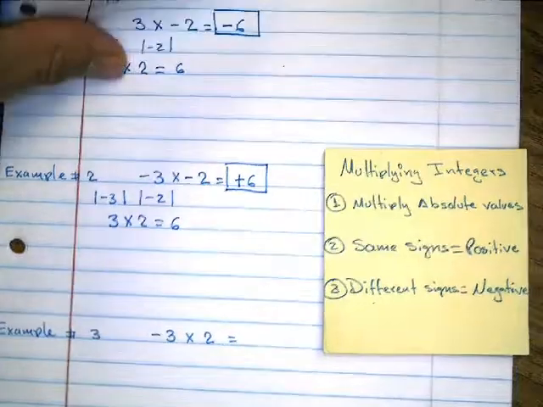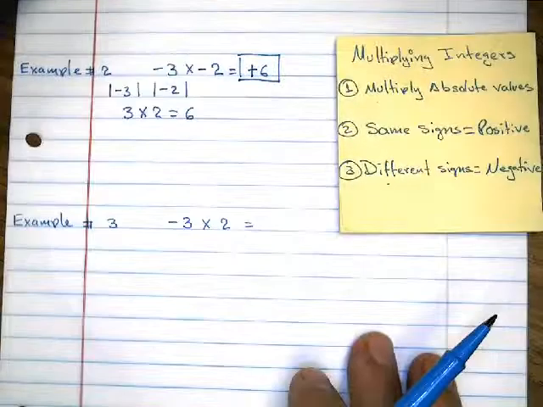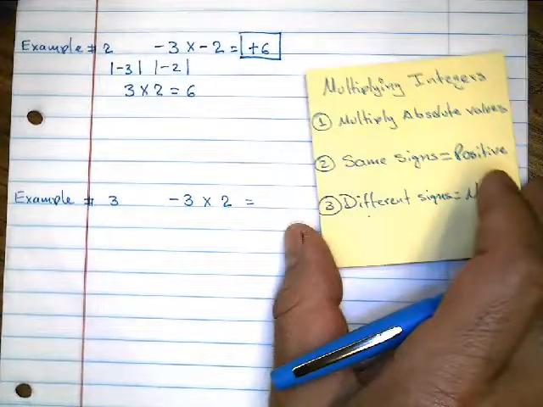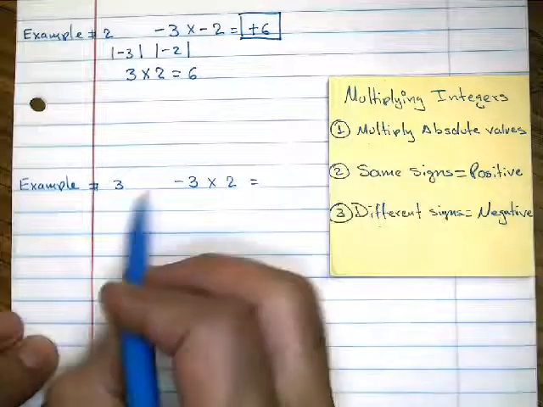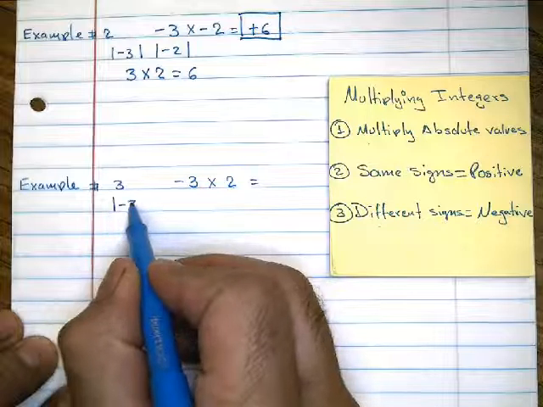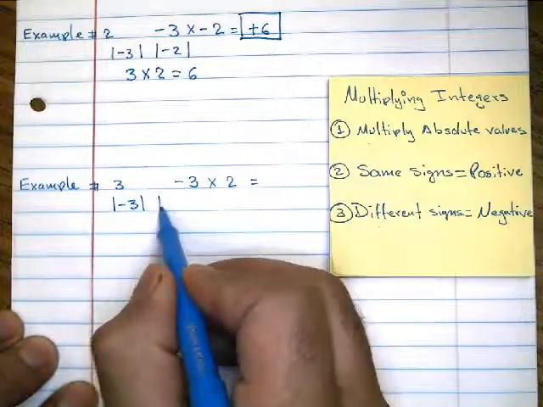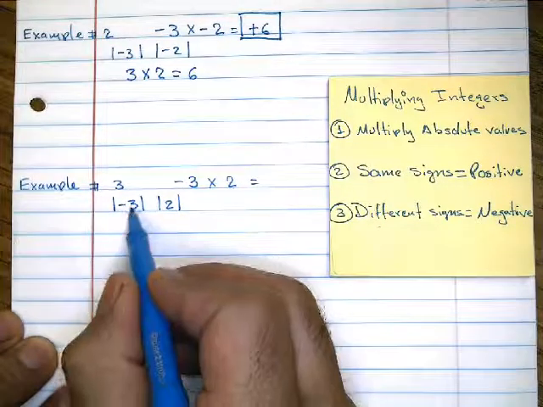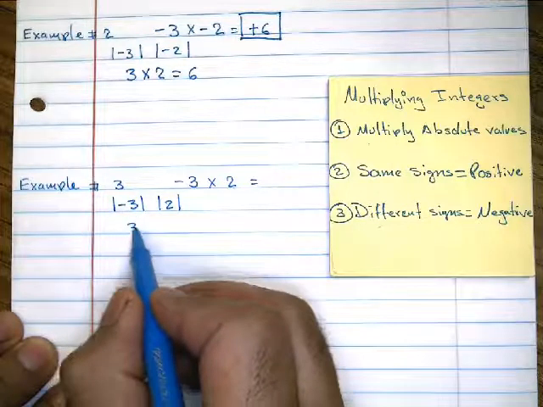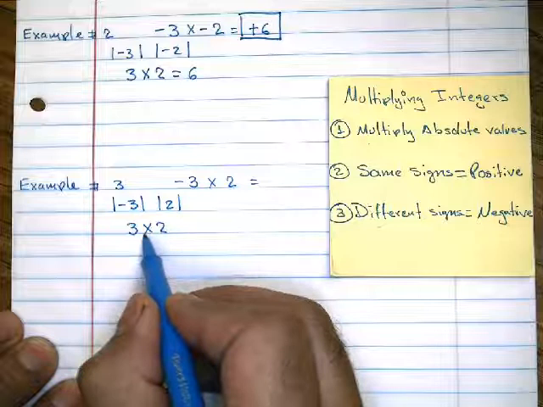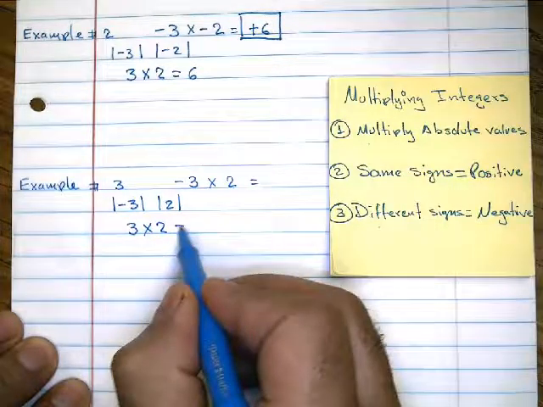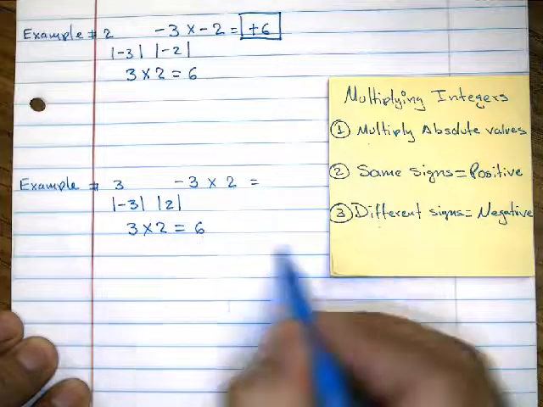For example number 3, now I have a negative times a positive, and I'm going to use the same rules. It's always the same rules. So I'm going to find the absolute value of negative 3. I'm going to find the absolute value of positive 2. The absolute value of negative 3 is 3, and the absolute value of positive 2 is just 2. And it says multiply their values, so I'm going to multiply them. 3 times 2 is 6.